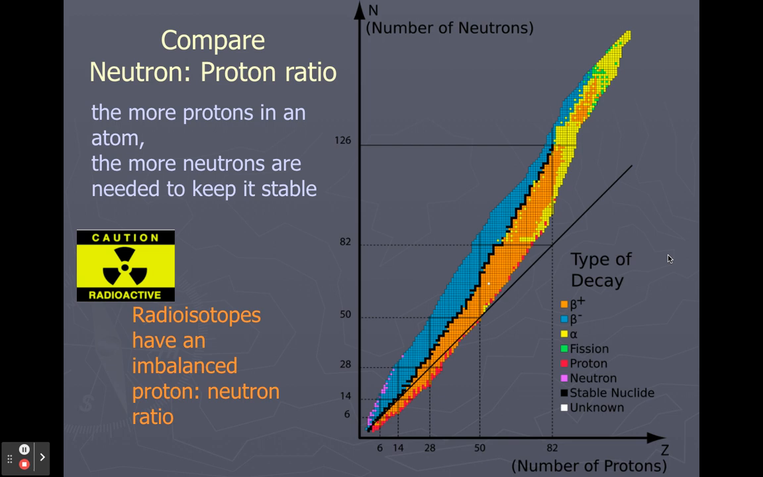There we go. So let's take a look at what makes something stable or not stable. And it turns out it has to do with the protons and the neutrons and the comparison of the two. The more protons you have, the more neutrons you need to keep it stable. So you can see here, as things get larger, the number of protons increases, you need even more extra neutrons to keep it stable. Radioisotopes have an imbalanced proton-neutron ratio, and that's what's going to make them unstable.